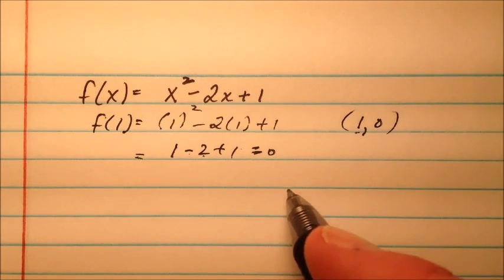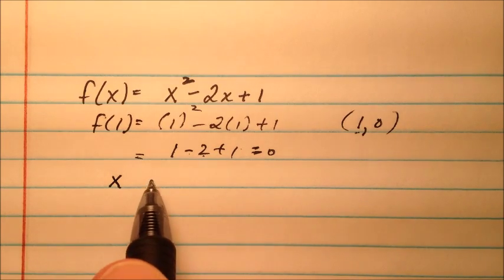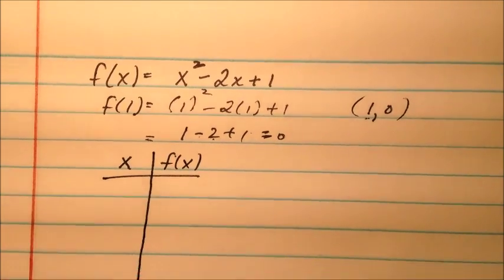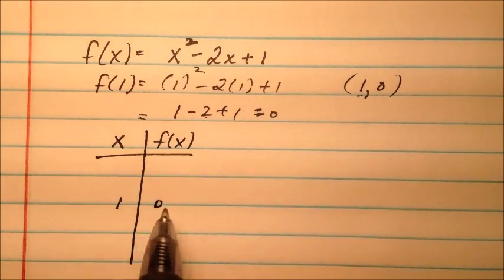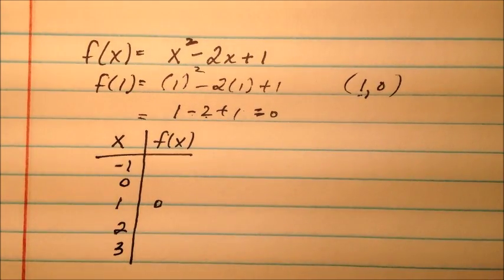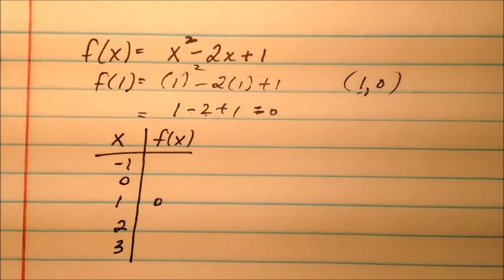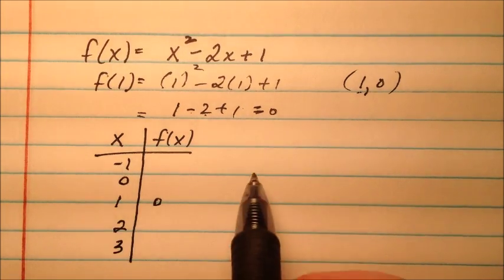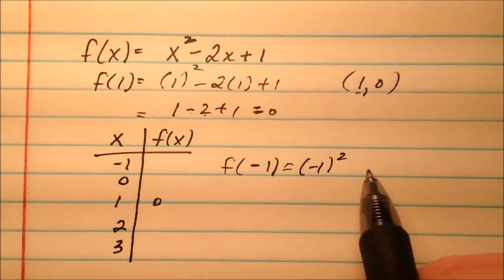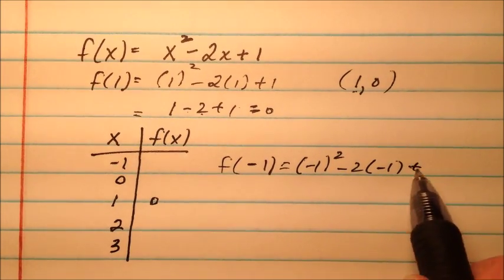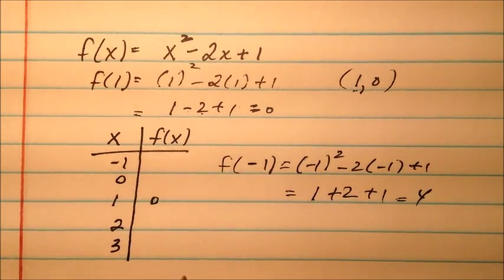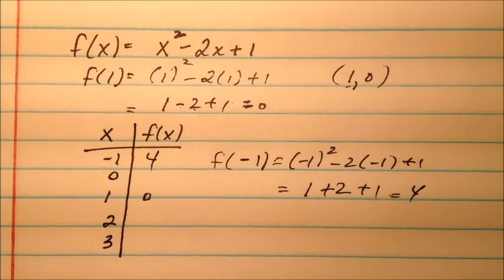Okay, or we could set up a table of values. We could say x, and then normally we would say y, but in this case I'm going to say f of x, and we can set up a nice table. So I already know that I got 0 for 1. So let's also plug 0 in, and negative 1, and maybe 2 and 3, just to get an idea what's going on here. So when I plug negative 1 in, we can say f of negative 1 equals negative 1 squared minus 2 times negative 1, and then plus 1. So 1 plus 2 plus 1, and that makes a nice 4 right there. So when I plugged in negative 1, I got 4.